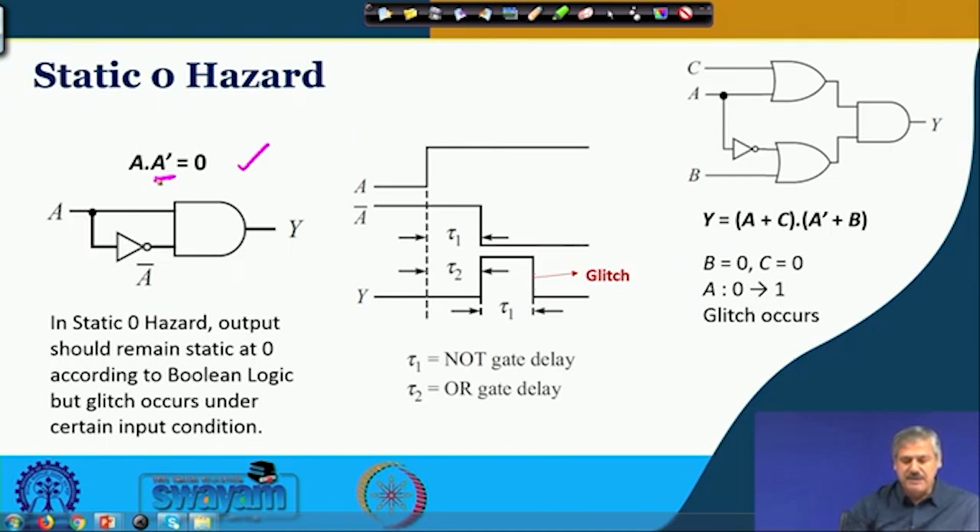If you look at the example, the input A is changing from 0 to 1. And because the input is going from 0 to 1, A bar is going from 1 to 0, but it takes a propagation delay, the propagation delay for this inverter, this NOT gate going from high to low. Whatever time it requires, the finite propagation delay associated with this circuit, whether it is a TTL based circuit or a CMOS based circuit, that delay is included in this time duration, tau 1, that you see.